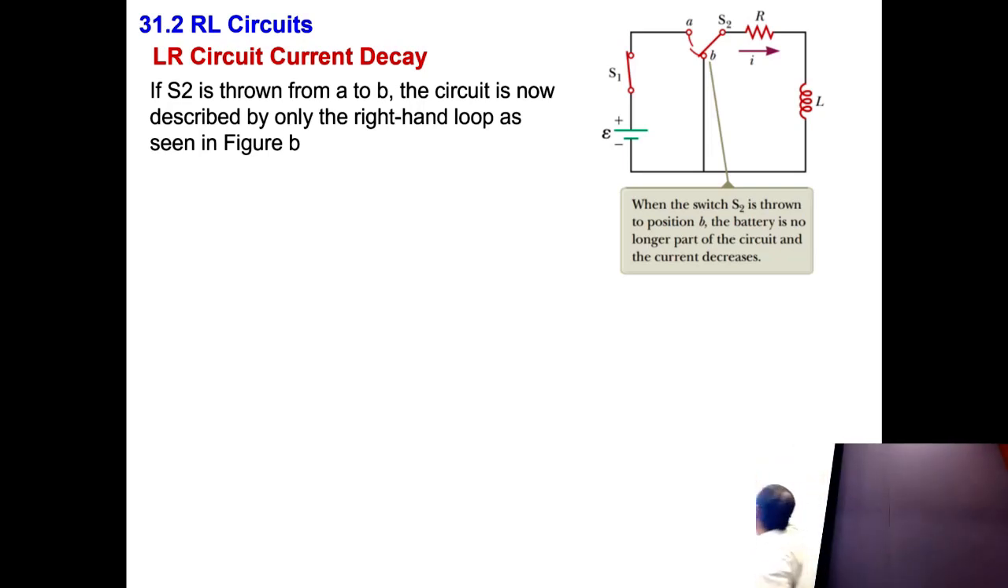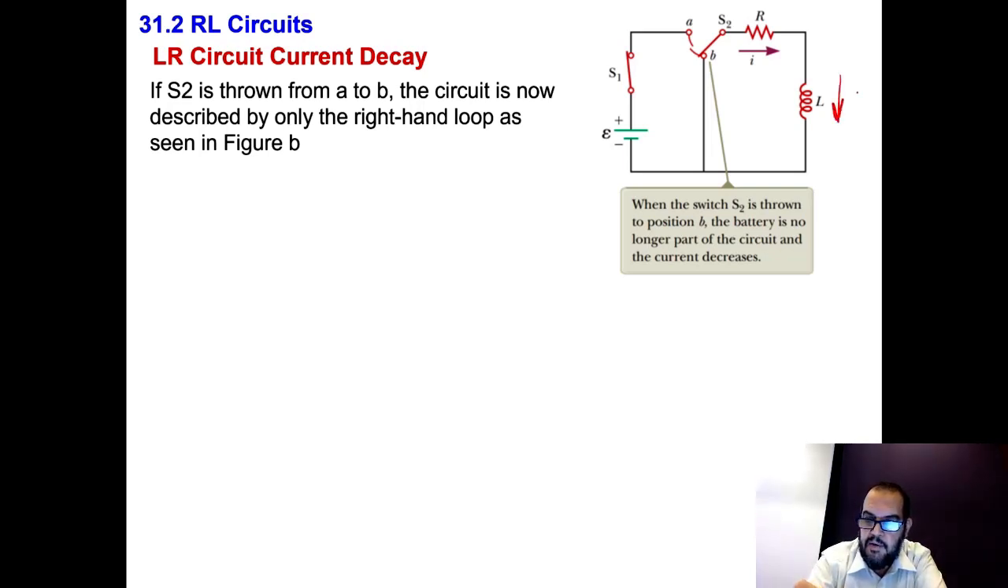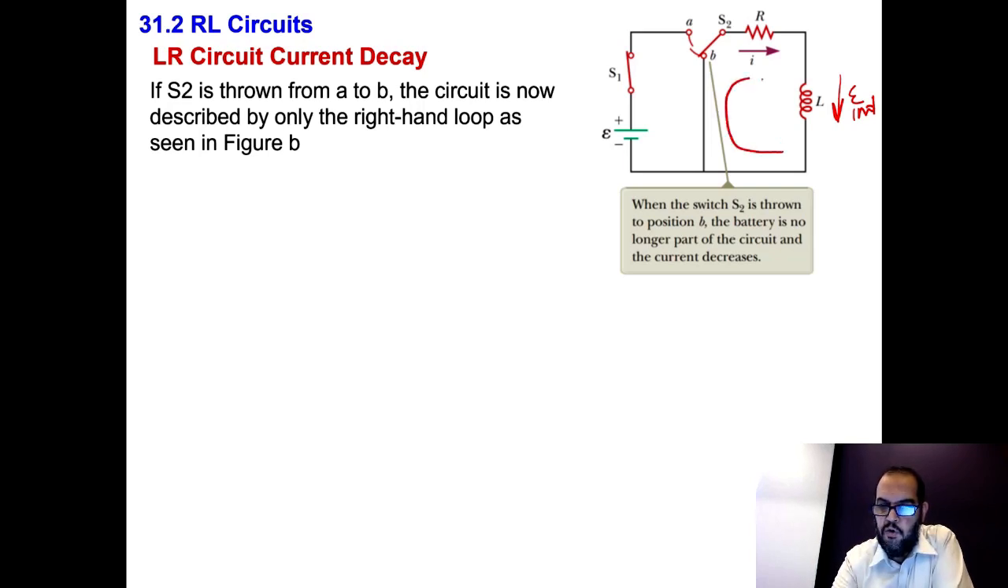So the flux through the inductor is in this direction, not the induced flux, the flux with the current. It's in this direction down, and it's decreasing. So the EMF will try to oppose that. The induced EMF is going to oppose the change. So it will generate a current that will still flow in this direction, and we can write Kirchhoff's loop equation.